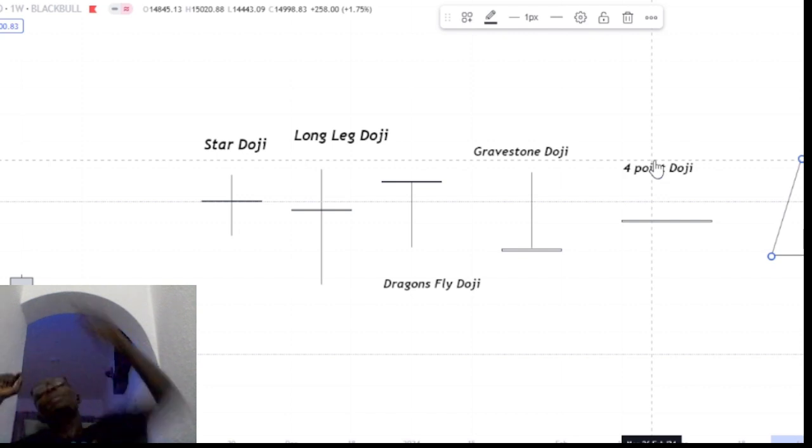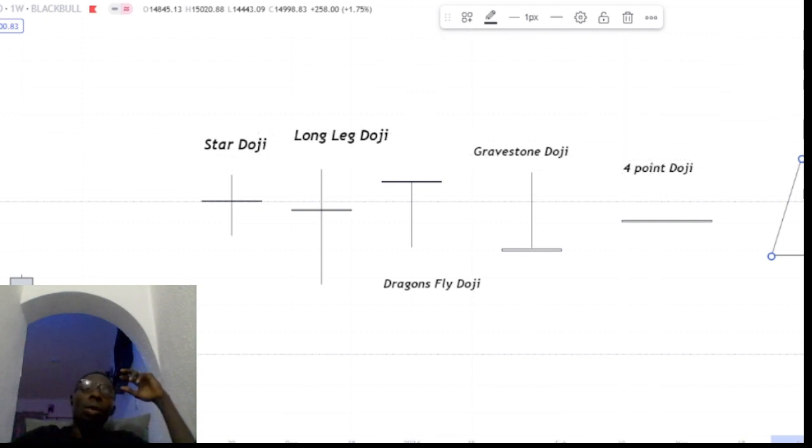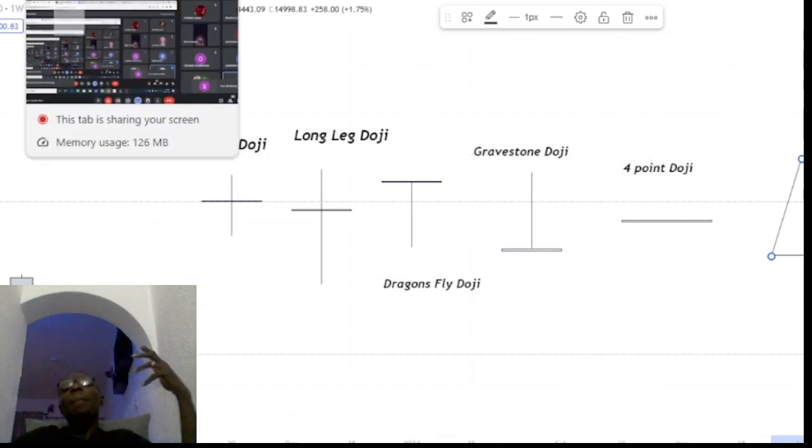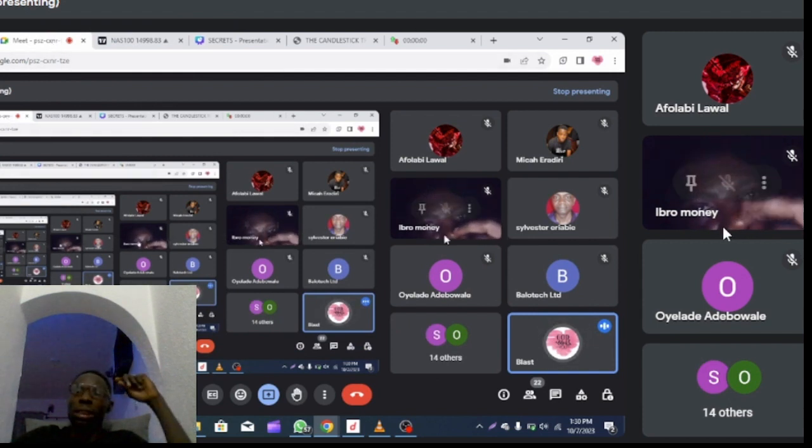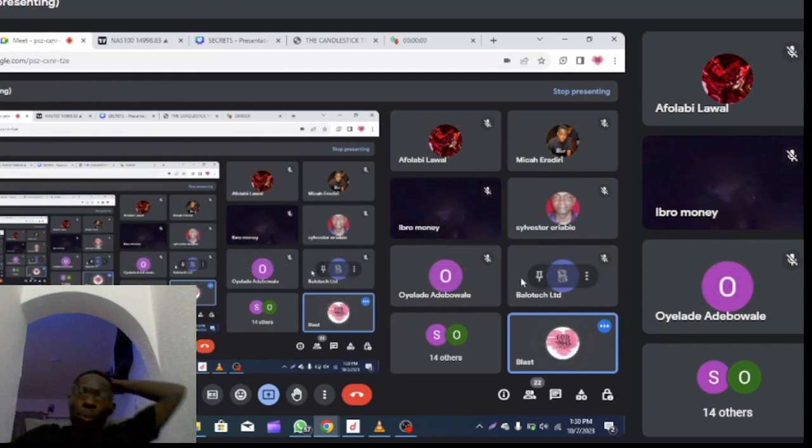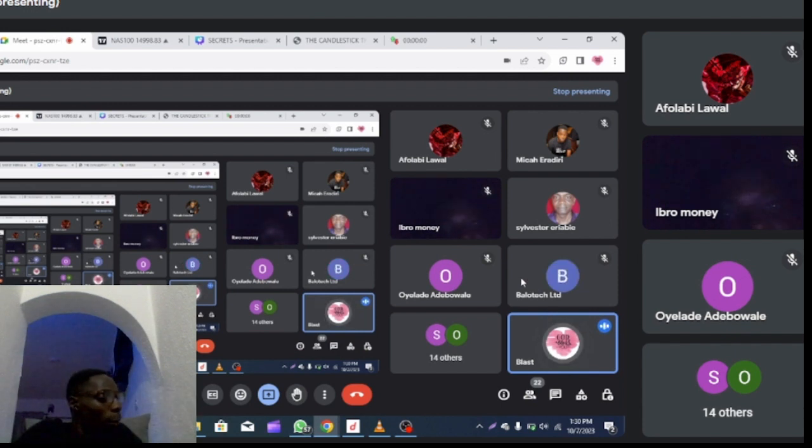But let me put this to us. Let me see those that have experience in the forex market. When do you think it is possible for us to see this 4-point doji? What can happen in the forex market to see this kind of doji? Who can answer the question? Put it on the chat box. Before I answer that question, put it on the chat box.